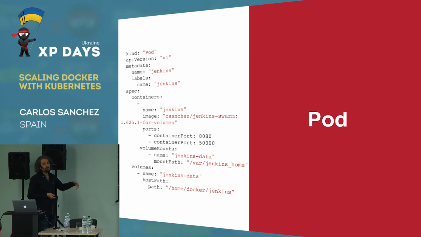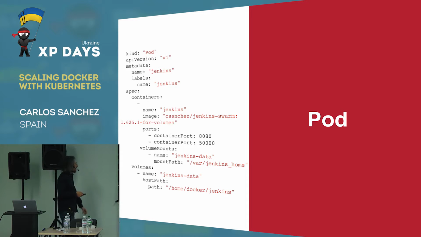This is what a definition of a pod is. There's always metadata, which I mentioned before. You can have labels. I'm using the Jenkins label to refer to this pod. And then I define what containers I want to run. I define what image. In this case, it is the Jenkins swarm image that I created. What ports you want to expose, and what volumes you want to mount.